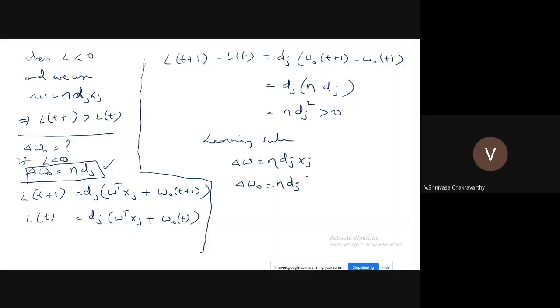Is everything okay with this, or do you think there is any problem? Any comments on this?